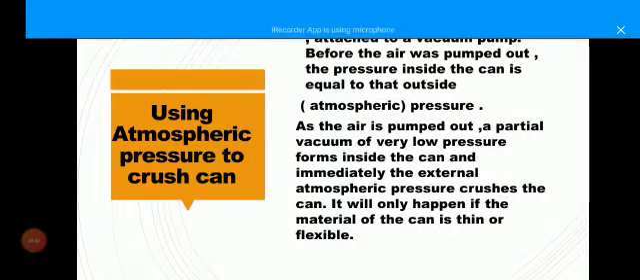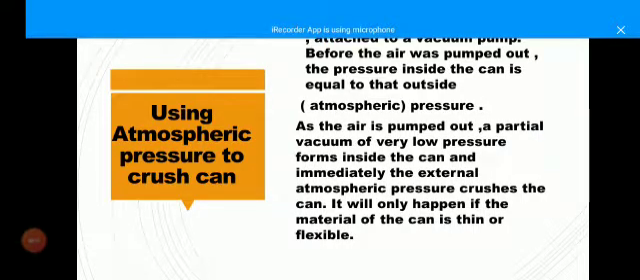Now, using atmospheric pressure to crush a can. Before the air was pumped out, the pressure inside the can is equal to the outside. So we are taking a thin wall can. Clear? There is a must that the can has a thin wall. Take a thin wall can. Before the air was pumped out, the pressure inside the can is equal to the outside atmospheric pressure.